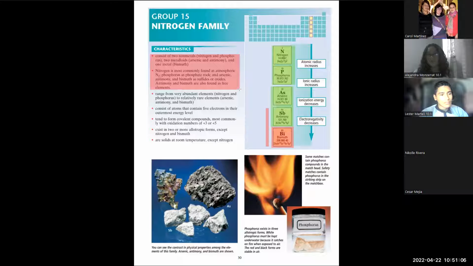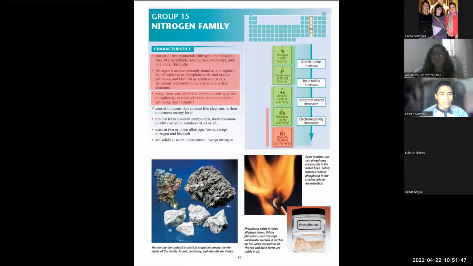Okay. Then they range from very abundant elements like nitrogen and phosphorus, to relatively rare elements like arsenic, antimony, and bismuth. Bismuth is a very beautiful metal, but at the same time it is a rare element. I mean, that's why it's going to be expensive. Nitrogen is very abundant. It doesn't mean that it is cheap, but it is going to be a lot cheaper than bismuth, for example, because of the amount that it can be found in the Earth's crust or in the atmosphere.